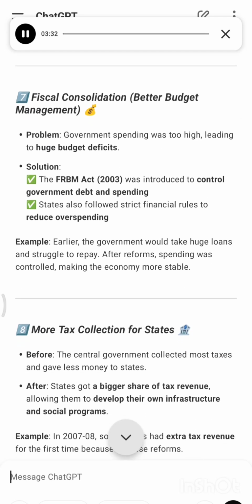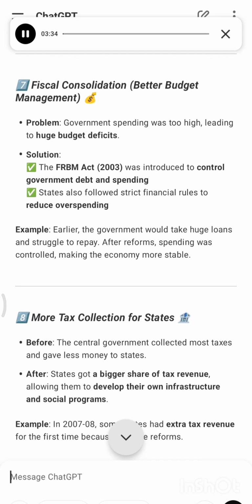7. Fiscal consolidation, better budget management. Problem: government spending was too high, leading to huge budget deficits. Solution: the FRBM Act 2003 was introduced to control government debt and spending. States also followed strict financial rules to reduce overspending. Example: earlier, the government would take huge loans and struggle to repay. After reforms, spending was controlled, making the economy more stable.